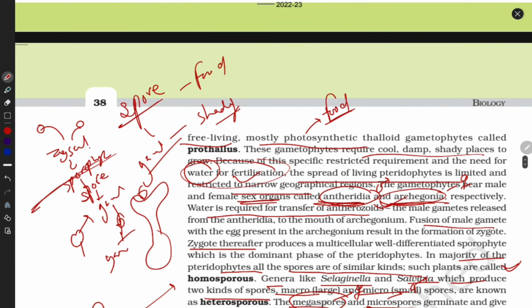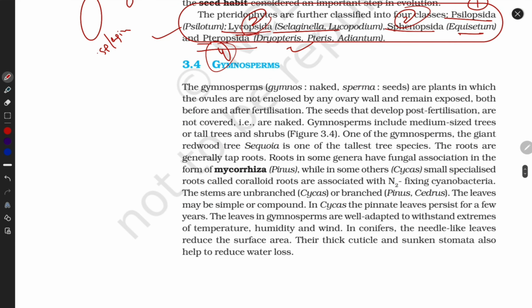In our next video, we will cover gymnosperms. So we will meet in our next video.